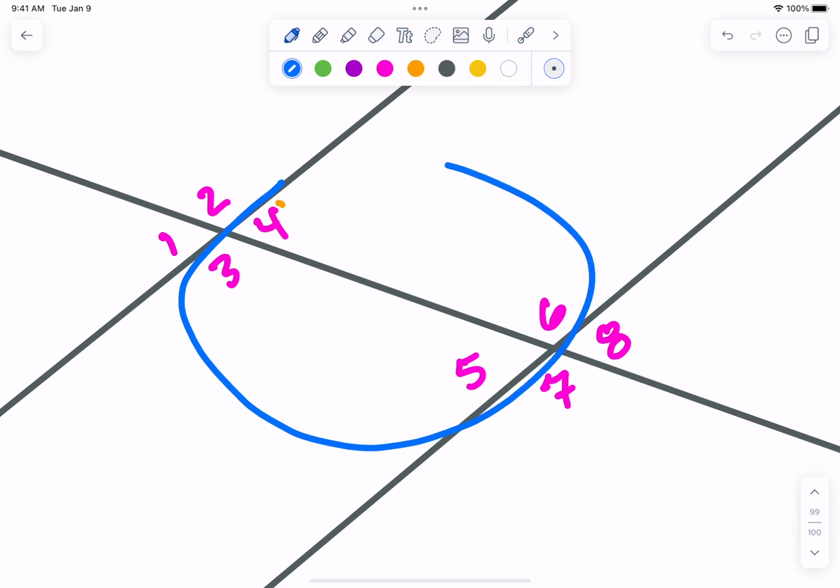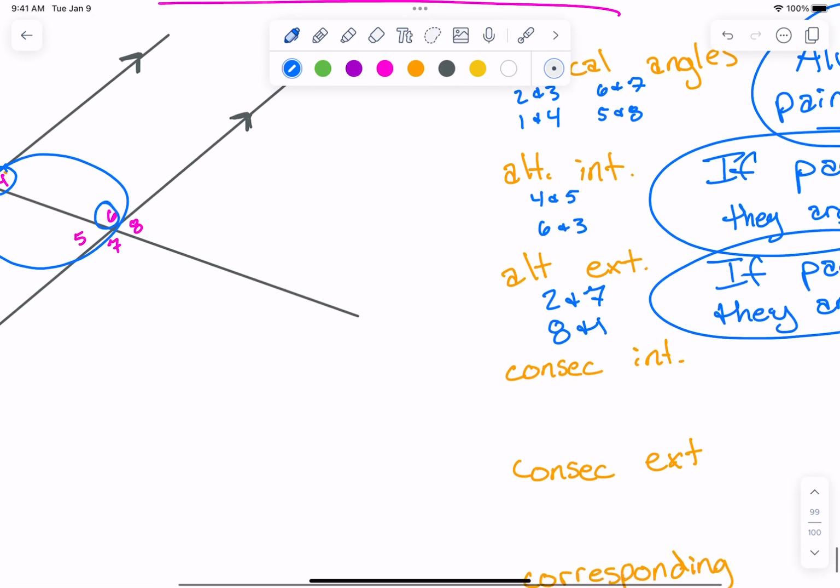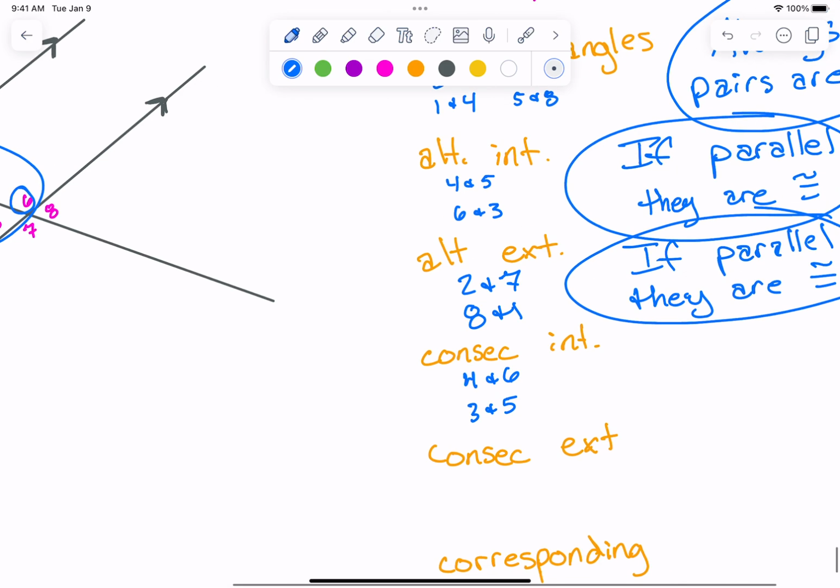I'm talking about interior angles, so I'm talking about those guys. Which ones are consecutive? 3 and 4. No. 4 and 5. 5 and 6. No. 4 and 6. They're on the same side of the transversal. That's what we're getting at with consecutive. Same side of the transversal. So 4 and 6 are the same side, and then 3 and 5 are another pair, right? So 4 and 6, and 3 and 5. Okay, those are consecutive interior.